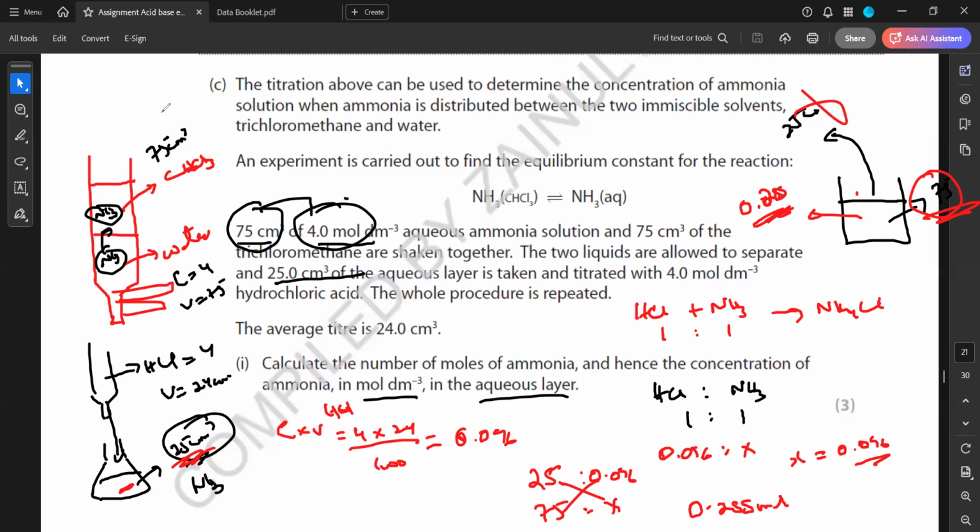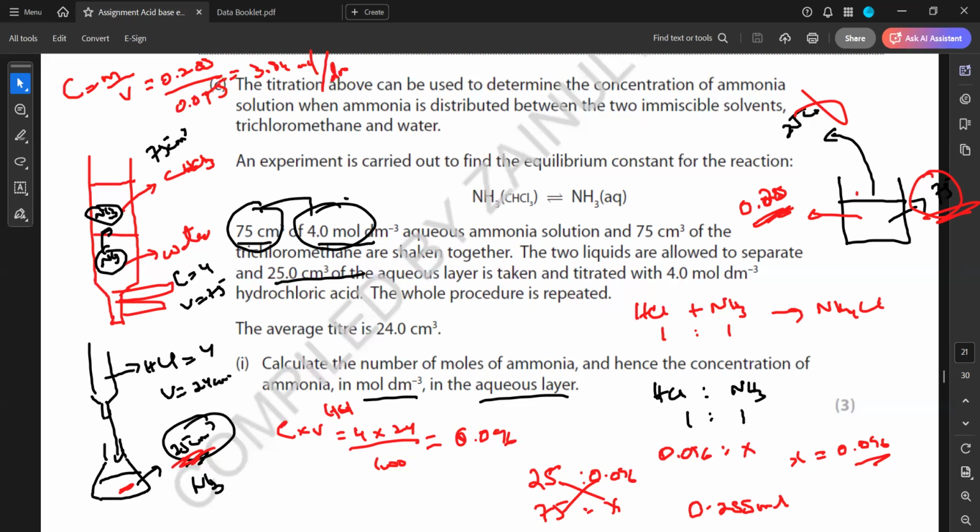And now to get the concentration of the aqueous solution, we have the volume and we have the moles, so we can find the concentration. Concentration is moles divided by volume. So moles are 0.288 and the volume is 75, so 0.075. So when we divide, we'll get the concentration in the aqueous solution, which is 3.84 moles per decimeter cube.